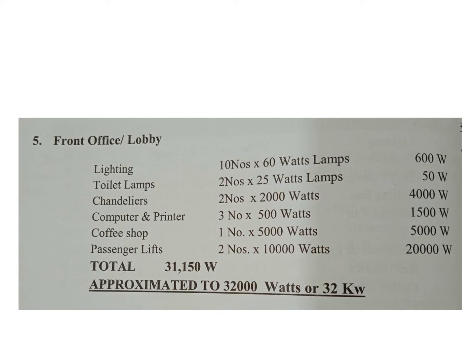Front office and your lobby. Over here you can see the lifts take up big power. You have 10,000 watts or 10 kilowatts per lift. So that's big over here. Coffee shop. Now I guess we are not talking about a coffee shop here. You might be talking about a coffee dispensing machine perhaps, taken together at 5,000 watts, and chandeliers are there. Lighting is not too much. All of it together comes to about another 32 kilowatts for your front office.